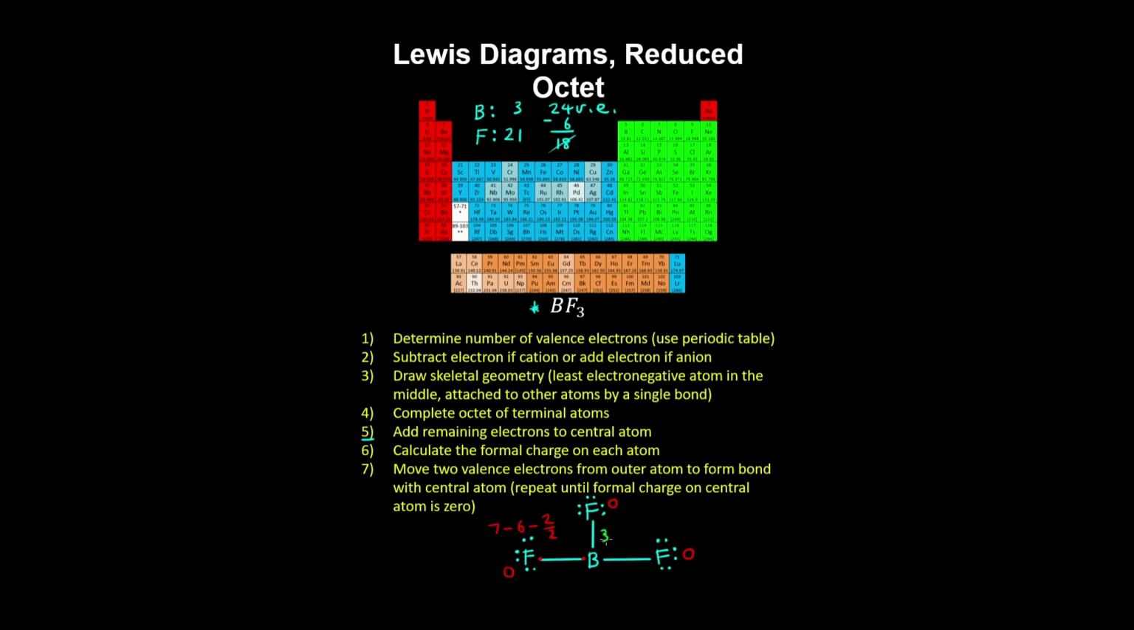And boron has 3 valence electrons, minus 0 free electrons, and then minus 6 bonded electrons on 2. So boron also has a formal charge of 0. So given the formal charge on the central atom is 0, this is our likely Lewis dot structure.